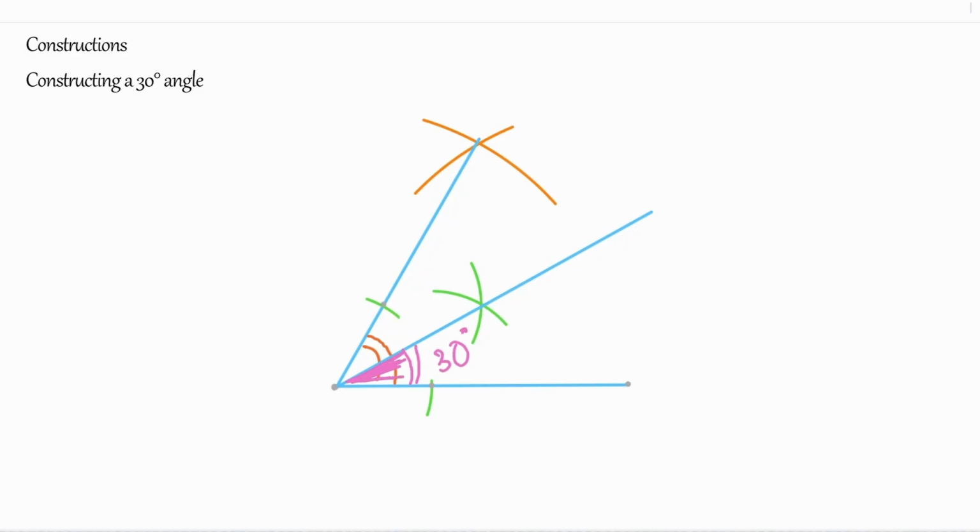So what we have done to construct the 30-degree angle is first drawn a 60-degree angle and then bisected the 60-degree angle in order to get the 30-degree angle.